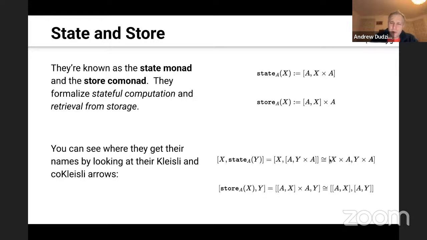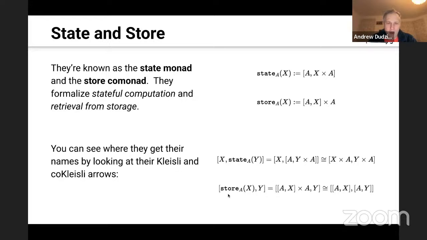Such an arrow, I always mix up currying and uncurrying, I think this is uncurrying. So a map from X into state A of Y is the same as a map from X times A to Y times A, which, if you think about it, is exactly a stateful computation that takes an X and returns a Y, but in such a way that it depends on and updates some state A, right?